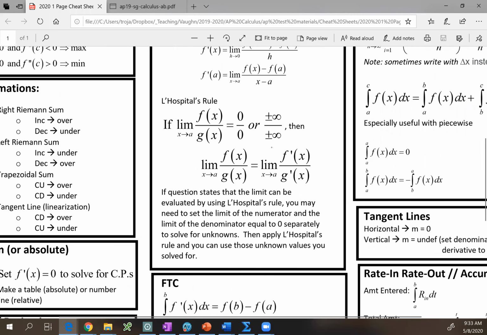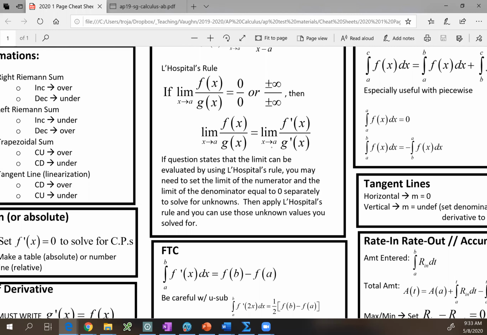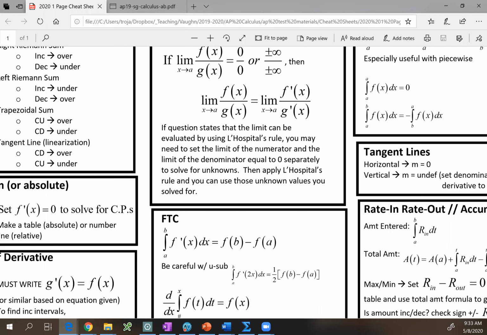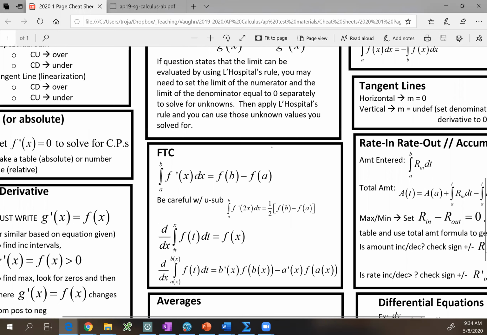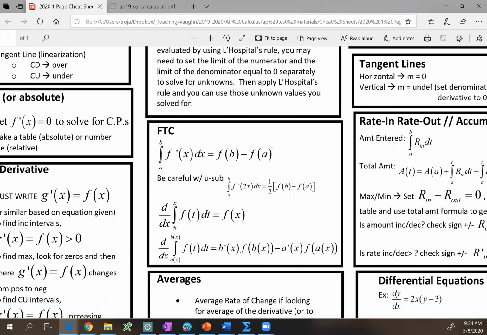Okay. L'Hopital's rule, 0 over 0, technically infinity over infinity. There's how to do it. And then just this note about if it says the limit can be evaluated with L'Hopital's rule, you might need to set the limit of the numerator and the denominator equal to 0 separately. That mock exam had that, they went over it.